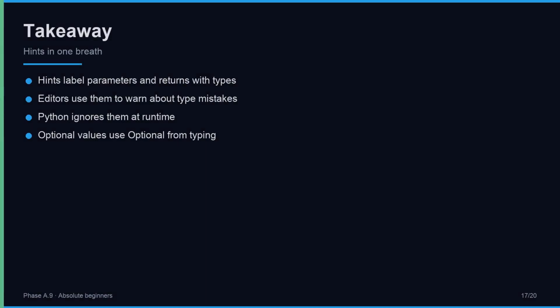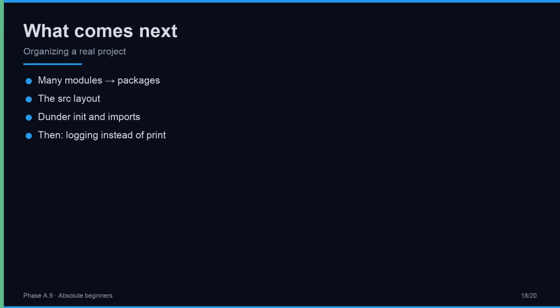Habits that pay off. Type hints are labels. name: str says a parameter is a string. -> str says a function returns a string. Editors use these labels to warn you about mistakes as you type. Python itself ignores them at runtime. Use -> None for side effect functions and Optional[str] for values that might be None. Hints make code easier to read, easier to refactor, and easier to check with tools like mypy. Hints in one breath.